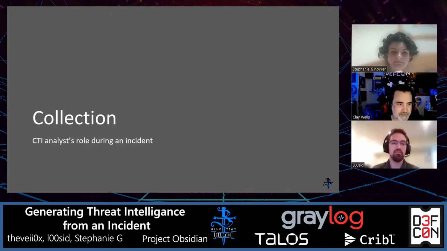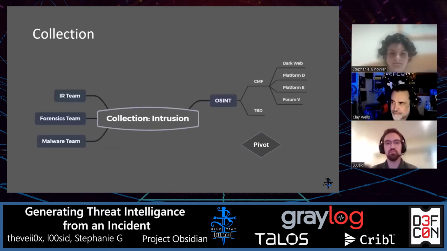All right. So yeah, touching on collection here. Artifacts will be collected from different teams that are going to be involved during the course of an incident. This will be our IR team, our forensics team, and even our malware analysis team, who might get some artifacts from the forensics team. So all of these teams work together, and some people might be on multiple teams. So every organization, this will look different.